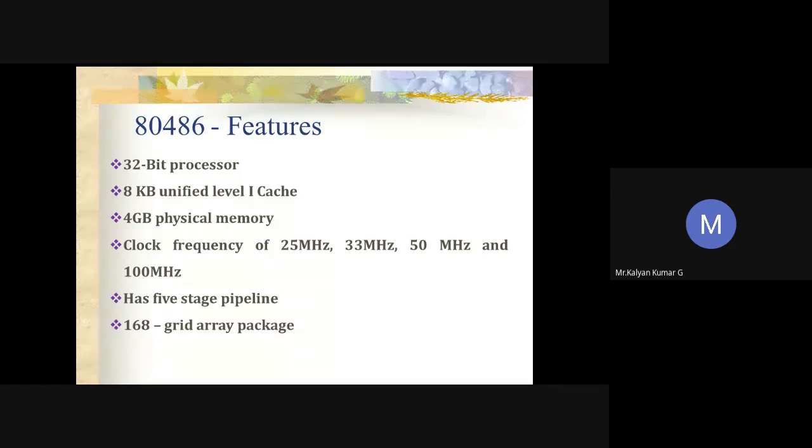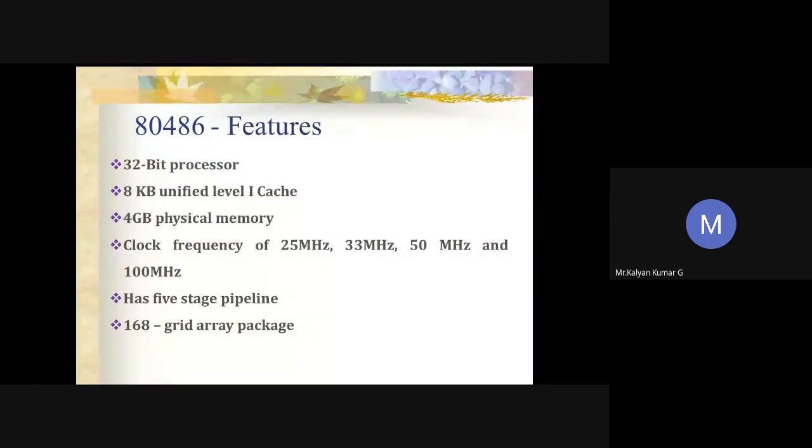Again, it's a 32-bit architecture, which means it can support 8-bit, 16-bit, and 32-bit data types. And the second feature is something new. Here we have 8 kilobytes of unified level 1 cache for code and data. You know the purpose of cache memory: faster access, so execution time will be less. For that purpose, we use cache memory. Here they introduced, for the first time, a level 1 cache memory, which can be used for code and data, and it has been added to the CPU.